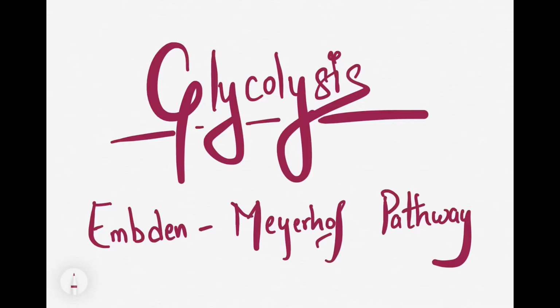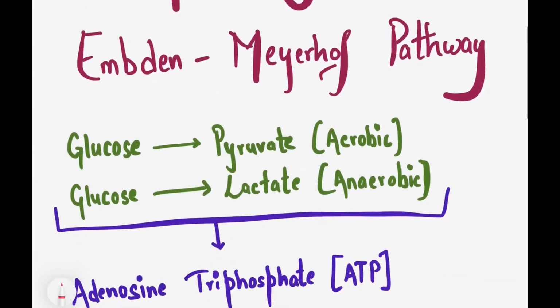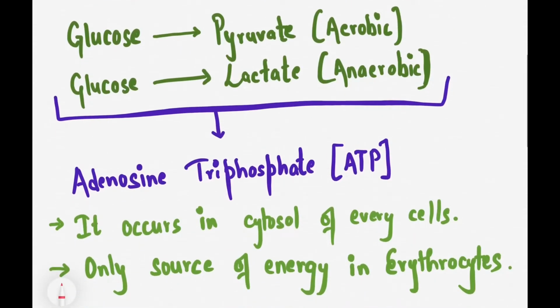Glycolysis, which is also known as the Embden-Meyerhof pathway. Glycolysis is the series of enzymatic reactions where there is oxidation of glucose into pyruvate in an aerobic condition and glucose into lactate in an anaerobic reaction for the generation of adenosine triphosphate, ATP, which is a form of energy.